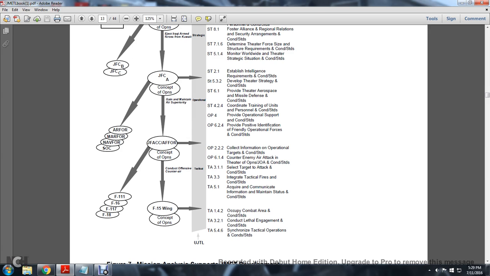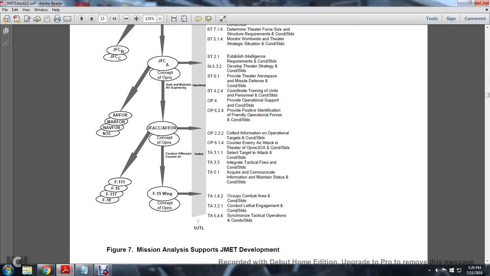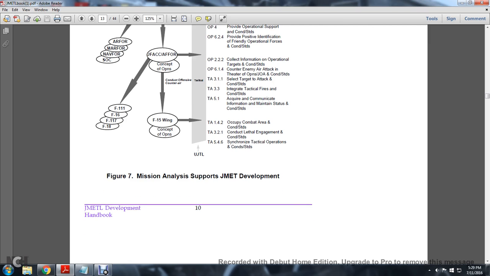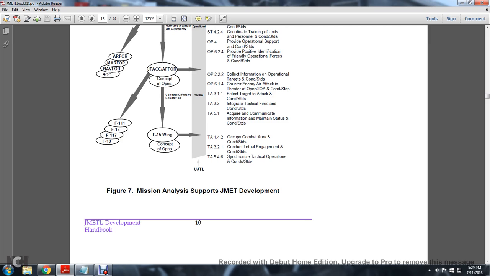Collect information on operational targets, with conditions and standards; counter enemy attacks; theater operational options; joint operations area analysis, with conditions; select targets to attack, with conditions and standards; integrate tactical fires, with conditions and standards; acquire communication information and maintain it, with conditions and status. Your F-15 wing concept options are: occupy combat area, with conditions and standards; conduct lethal engagement, with conditions and standards; synchronize tactical operations, with conditions and standards. And that is Figure 7, mission analysis supporting the joint mission essential task development.